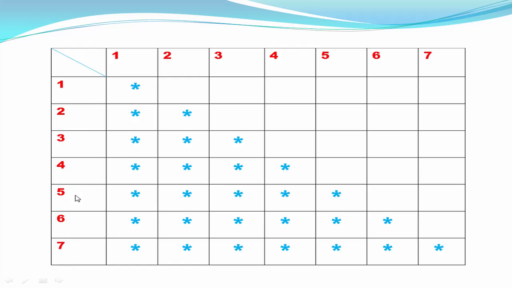These are the rows of the matrix and these are the columns of the matrix. First row contains 1 star, second row contains 2 stars, third row contains 3 stars, fourth row contains 4 stars, and so on. So the general rule is the number of stars is equal to the number of rows. If there are 10 rows, then the 10th row will contain 10 stars. Let's move to the coding.